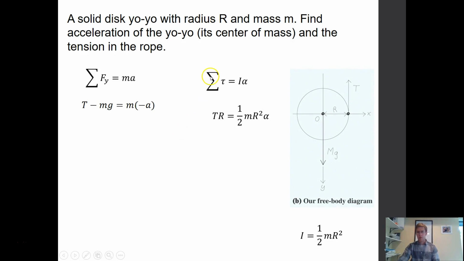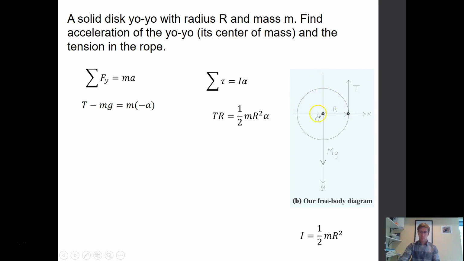And so my torque is T times R. I is 1/2 mr squared. And then I have alpha. But, oh bother, we still have tension that we don't know. We have A that we don't know. But now we've introduced alpha, another variable we don't know. So now we have 3 unknowns. What do we do?